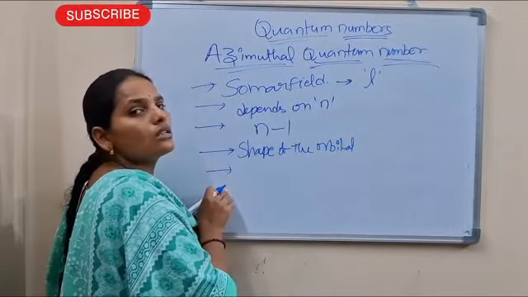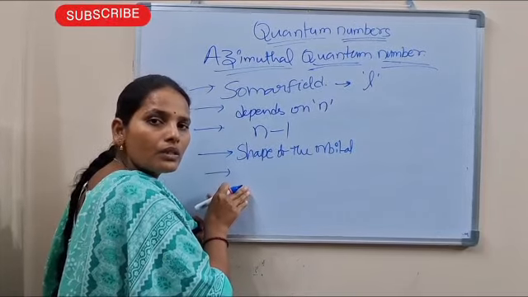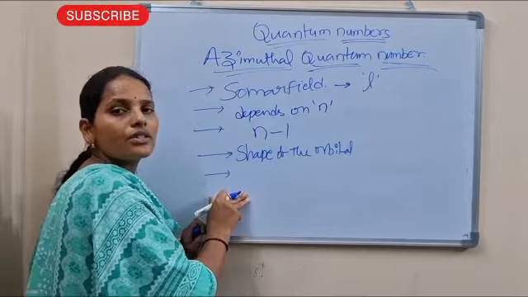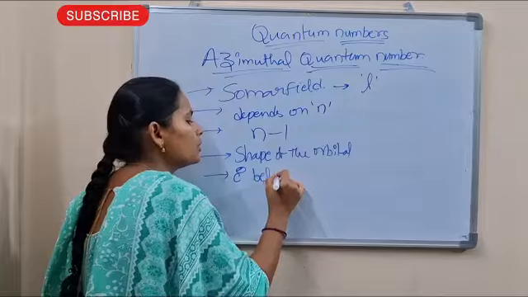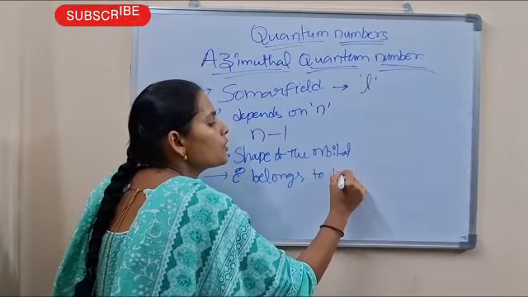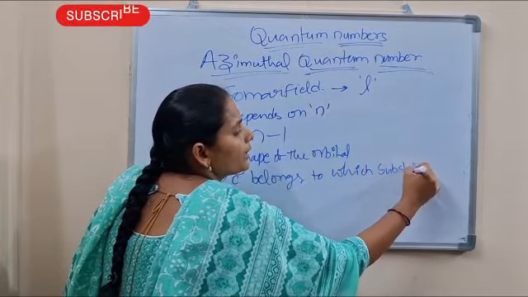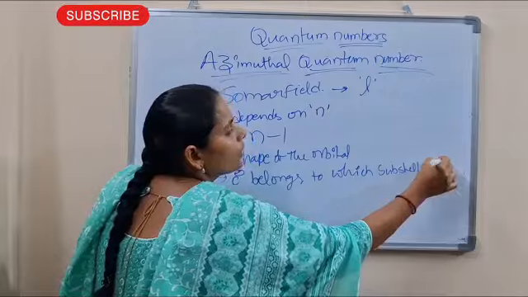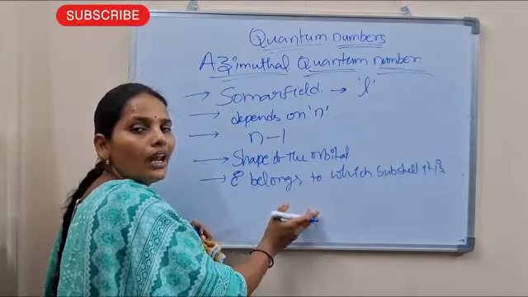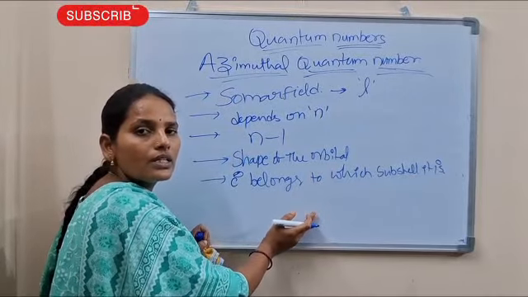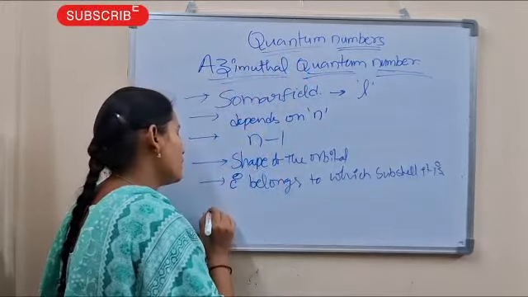This quantum number also explains which subshell the electron belongs to, either S or P or D. Likewise, in which subshell the electron is revolving is explained by using the azimuthal quantum number.